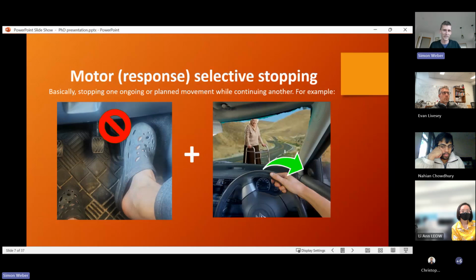And there's a lot of evidence now that this is performed kind of suboptimally. So when you stop this movement with your foot, there'll also be delays to any other ongoing actions. And the reason for this isn't fully understood. So that's just something else that we wanted to investigate here.